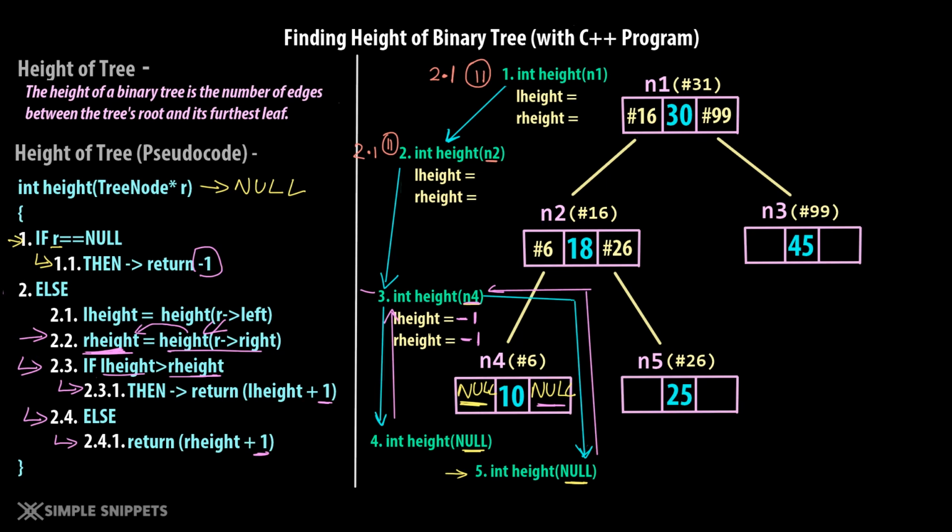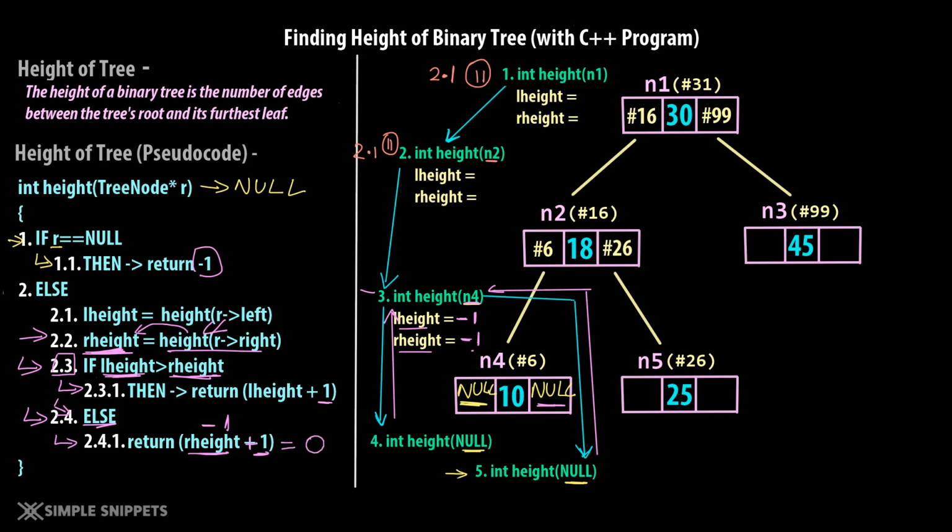Now in this case, you can see L height and R height, both of them are -1. So this step number 2.3 will not be executed because L height is not greater than R height. It is equal, but it is not greater. So in that case, the else block will be executed, because if it is not greater, it will either be equal or less. In that case, we are simply saying return R height +1. So R height we just said is -1. So -1 + 1 will give us 0, correct?